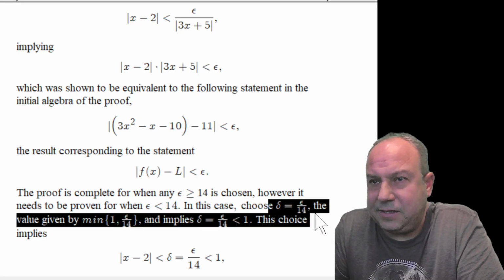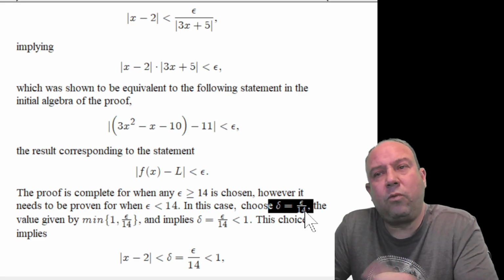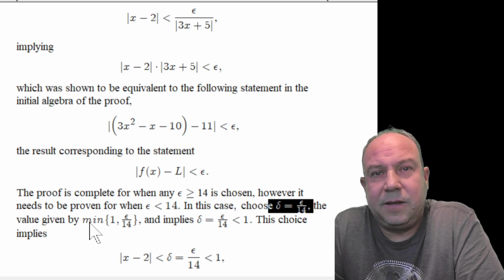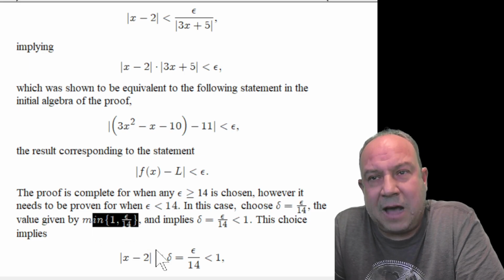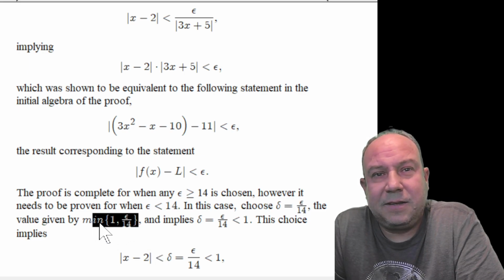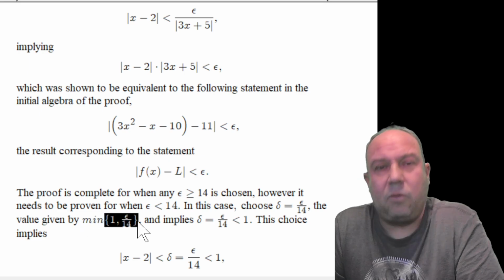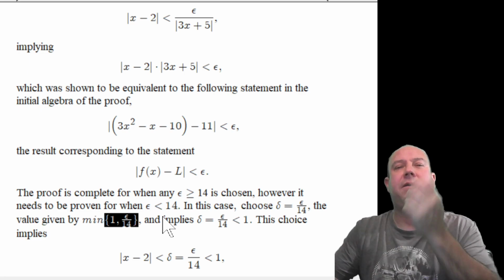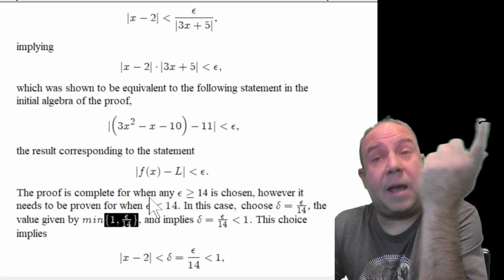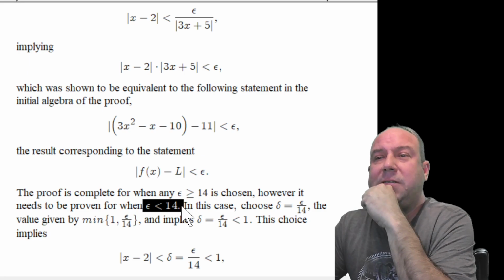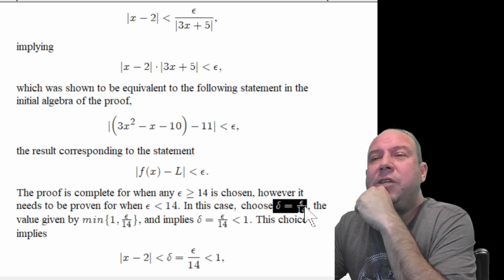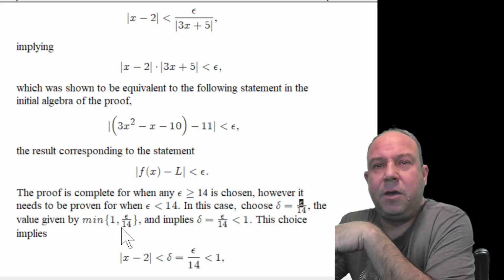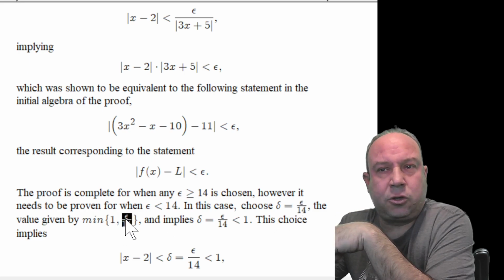In this case, we choose delta equal to epsilon divided by 14, when the minimum value is given by the value given by the minimum. Be careful here. It needs to be proven for when epsilon is less than 14. That's where I'm getting lost, right? We need to choose a delta that's that value of epsilon divided by 14, which will end up being the minimum of this choice here.